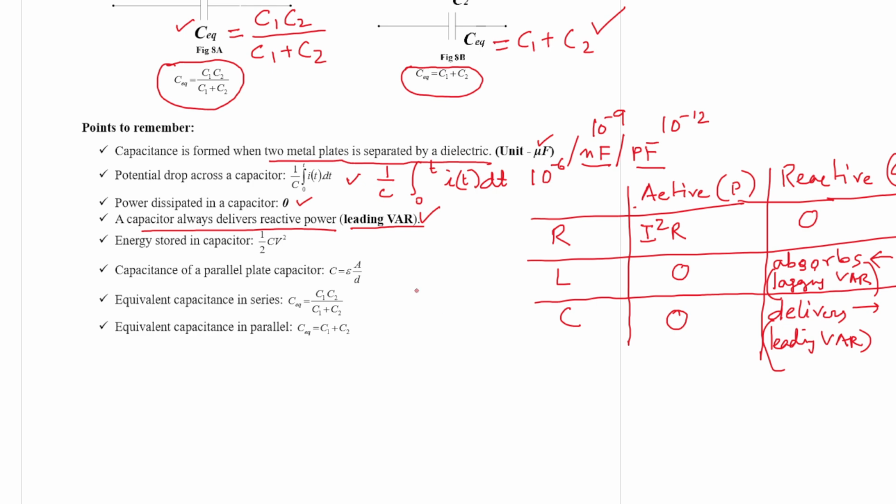Now in case of an inductance, the energy was half L i square, but in case of energy stored in a capacitor, it is half C v square. Again, a standard well-known formula. Now the capacitance of a parallel plate capacitor is epsilon A by d, which is very important. Equivalent capacitance in series is given by C1 C2 divided by C1 plus C2, and in case of a parallel connection, it is just the summation C1 plus C2.